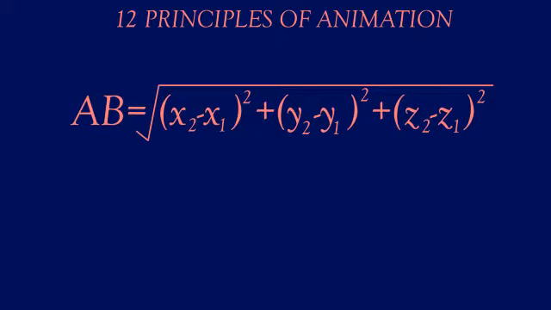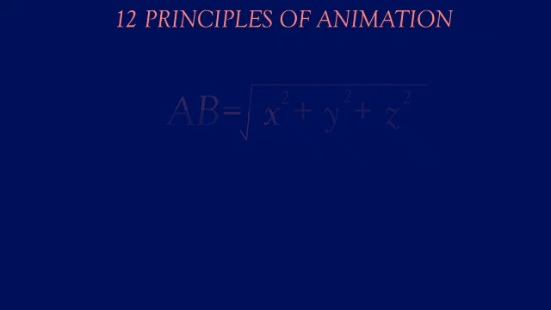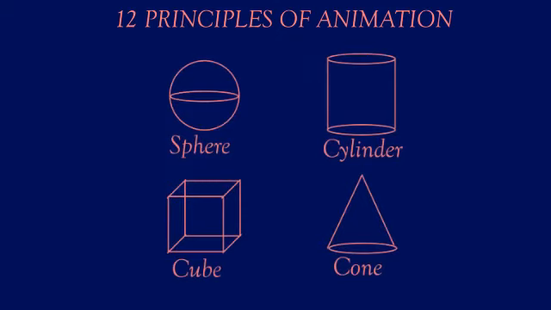In a square root, we write the square of x2 minus x1, plus the square of y2 minus y1, plus the square of z2 minus z1, for a three-dimensional basis. If you start from the origin where x, y, and z are equal to 0, we get the square root of x squared plus y squared plus z squared. Three-dimensional geometry can be a sphere, cylinder, cube, or cone. You can find other examples like tetrahedron, square pyramid, etc. It requires understanding the basics of sketching, anatomy, weight, balance, light, and shadow.